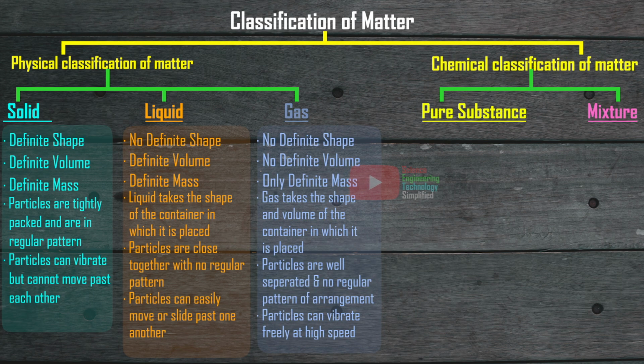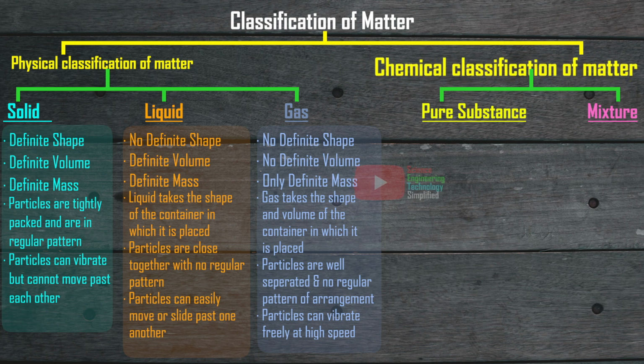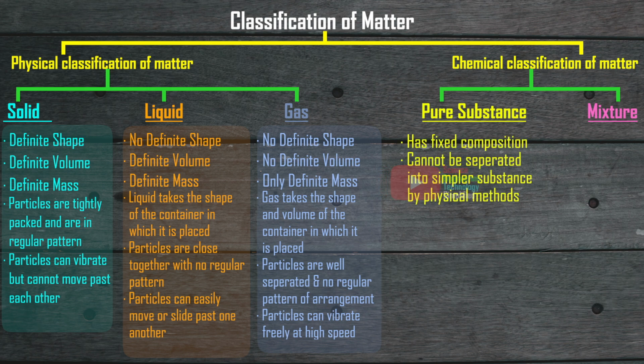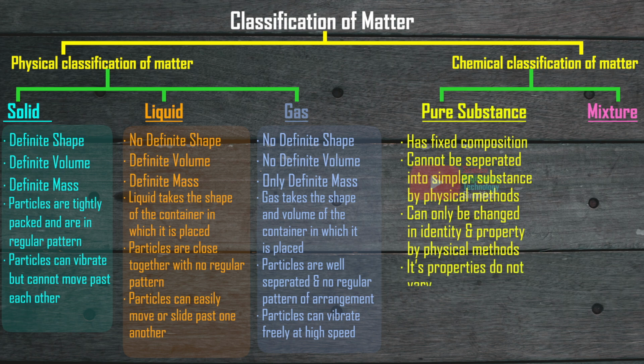Now, we will see the chemical classification of matter. So, let's begin with pure substance. Pure substances have a fixed composition. It cannot be separated into simpler substances by physical methods. It can only be changed in identity and properties by physical methods. Its properties do not vary.